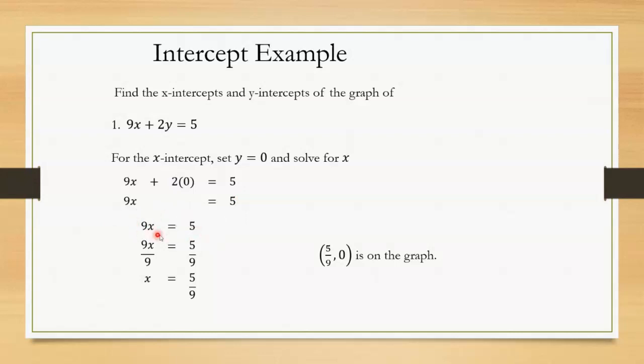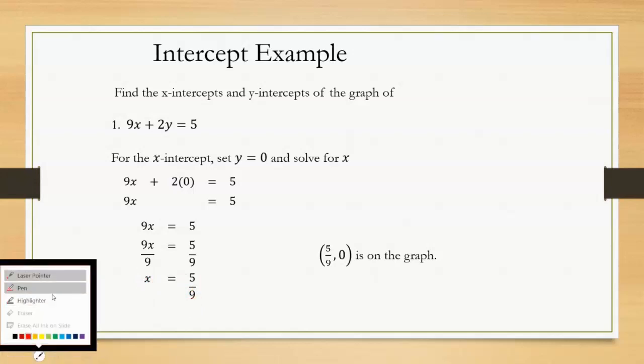And then, of course, what do we do next? Well, we just divide because we get x. So we get x is 5 over 9. So 5 over 9 is the x-intercept. Let me just circle that.